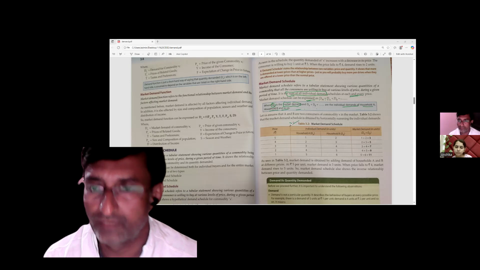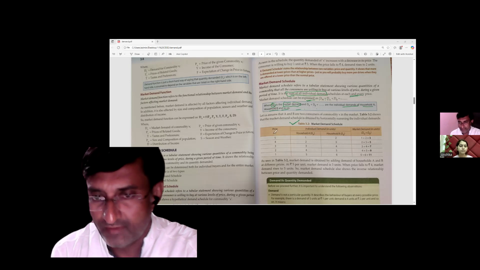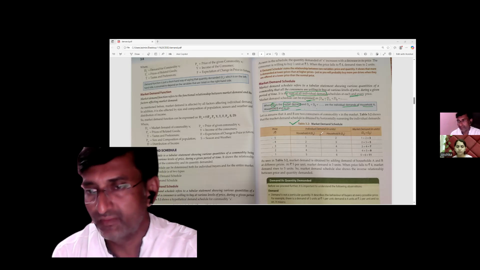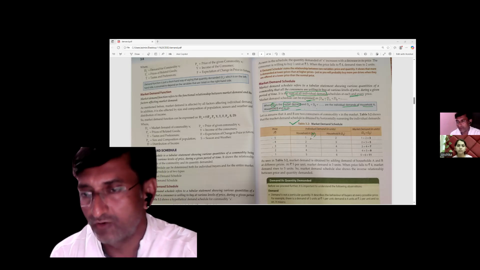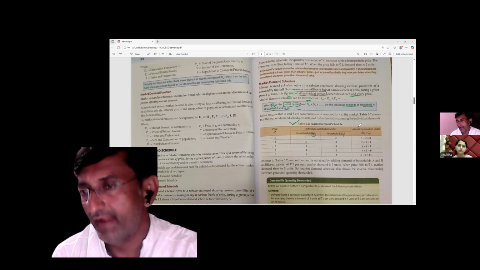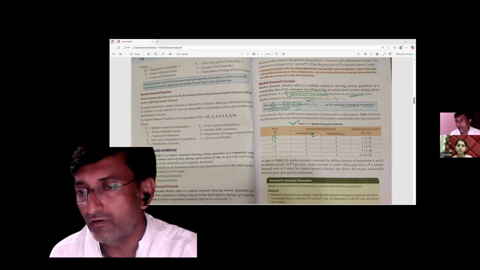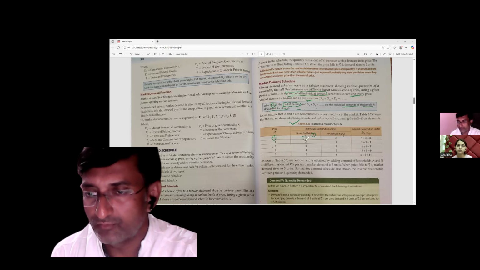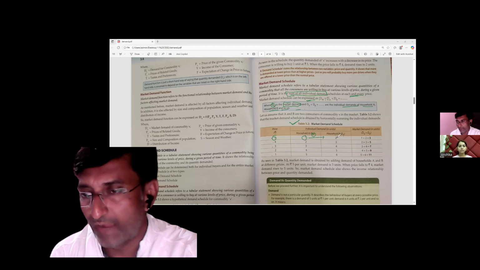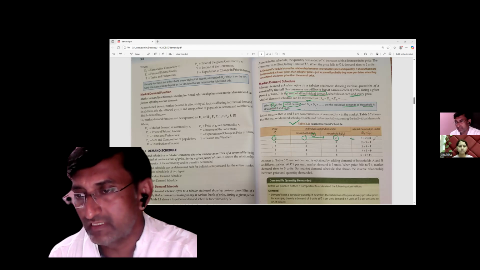See, this is a simple example. On the basis of this example, you can understand exactly the meaning of the demand schedule. Here the price of the commodity is given as 5 rupees, 4 rupees, 3 rupees, 2 rupees, 1 rupee. We have the demand of household A, the demand of household B, and the market demand. When the price was 5 rupees, household A bought one commodity. At the same time, household B bought two commodities. So total market demand becomes 1 plus 2 equals 3.